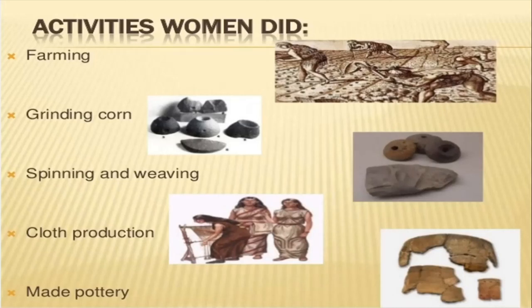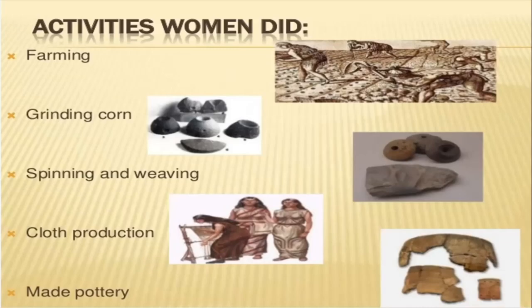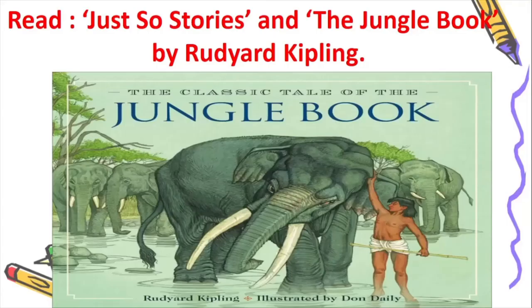And of course, you know what the scene of women empowerment is in today's times. Okay, that is in the modern times. So I have given you these two clues. Now you think and you write a paragraph or a short essay on women power. That is how the role of women in society changed gradually from the Neolithic period to the medieval period and to the modern times.